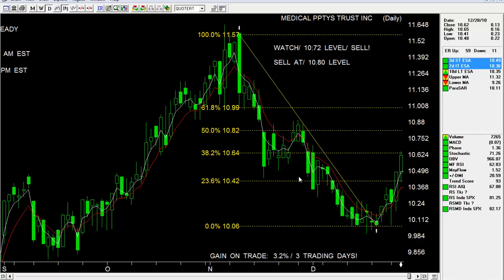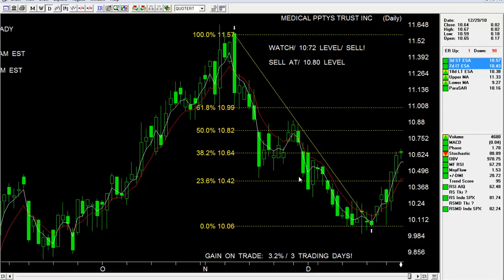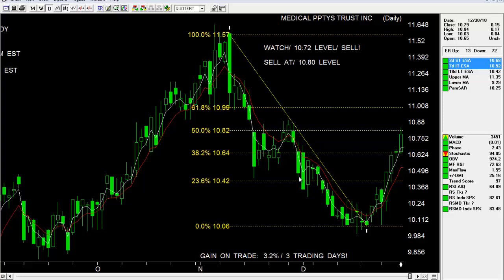The next day, right here, hammered out the level at 38.2% flat, and the next day retraced all the way back up to 1082.